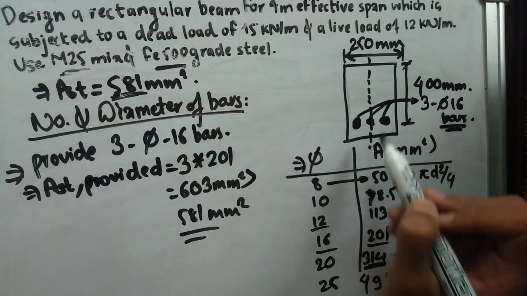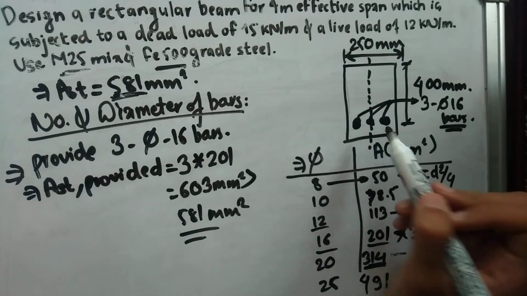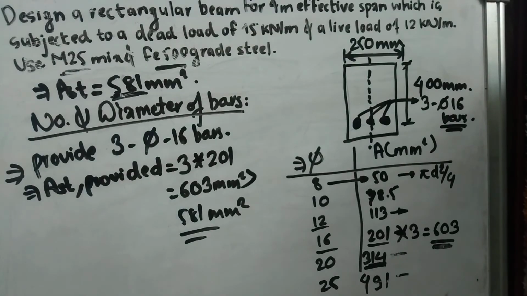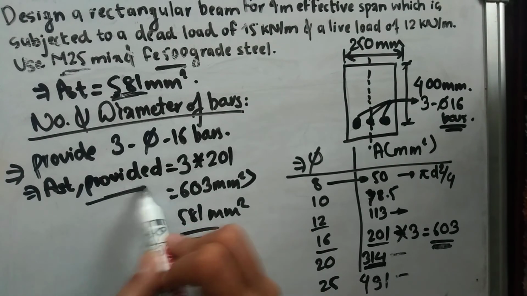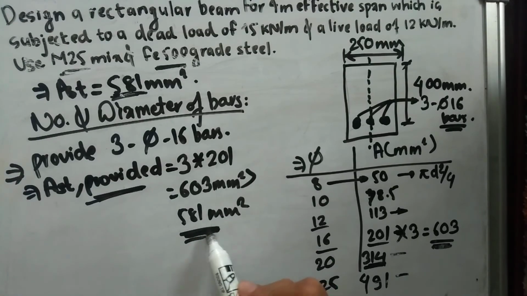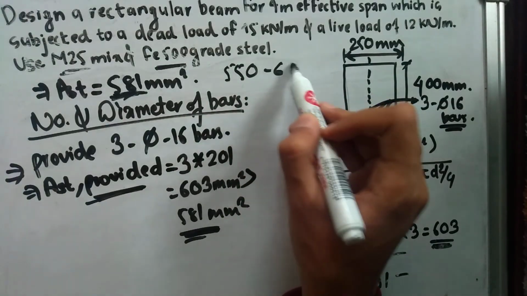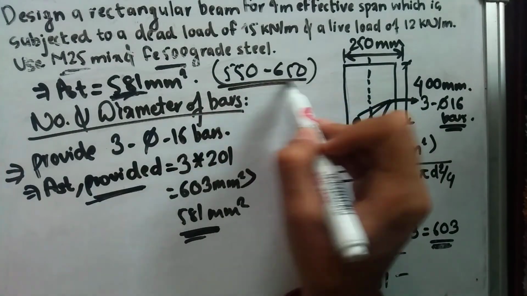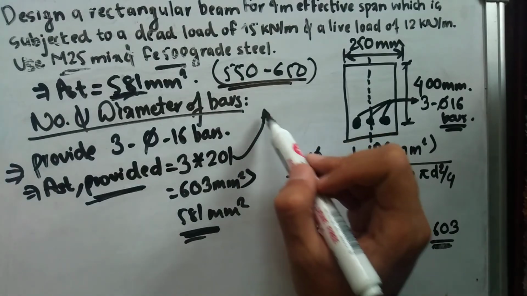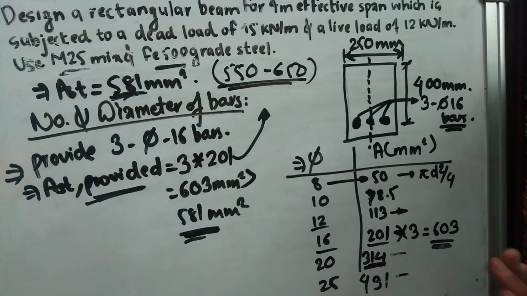As you can see, I have made my bars symmetrical on both sides. The first requirement is fulfilled. The second requirement is that the area of steel provided must be near to the area of steel required, 581. So I can design my bars in the range of 550 up to 650. So the area of steel provided must be in the range of 550 to 650. Hopefully you have understood how the design of a rectangular beam for a certain condition is done.